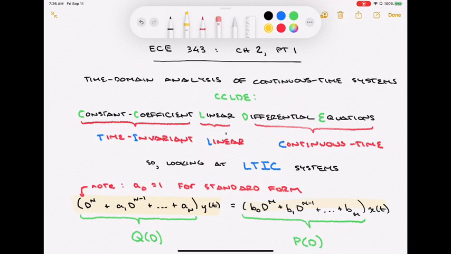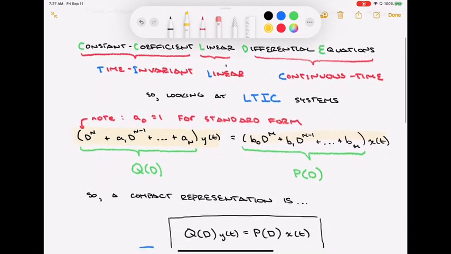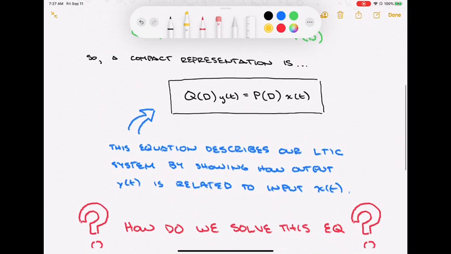In a similar way, we can use a shorthand notation for that polynomial operator acting on the input x. We'll call that P of D, and that's just going to be defined as b0 D to the m all the way down to b sub m. So what can we get out of this? We can come up with a compact representation of these constant coefficient linear differential equations as Q(D) acting on y(t) equaling P(D) acting on x(t).